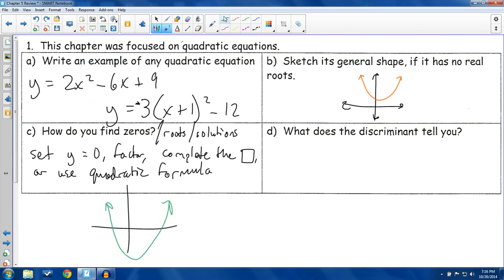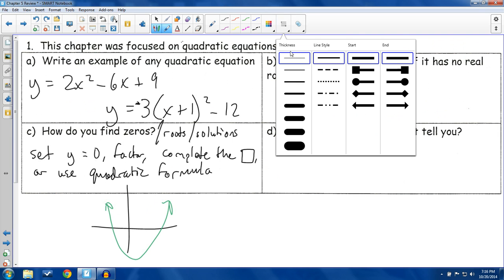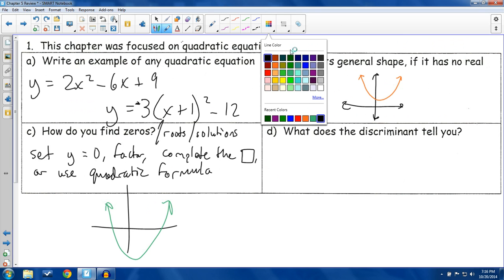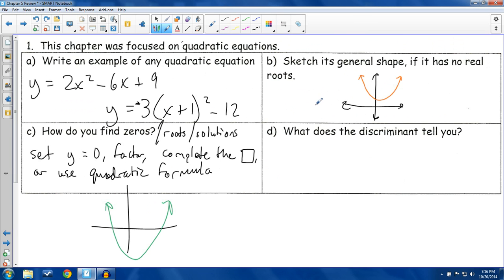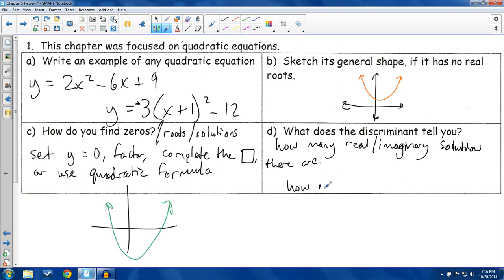Okay, and what does the discriminant tell you? Well, the discriminant tells you two things. First of all, it tells you how many solutions, how many real and imaginary, although we're not talking about imaginary numbers yet, solutions there are. It also tells you, as a result, how many times your graph crosses your x-axis.